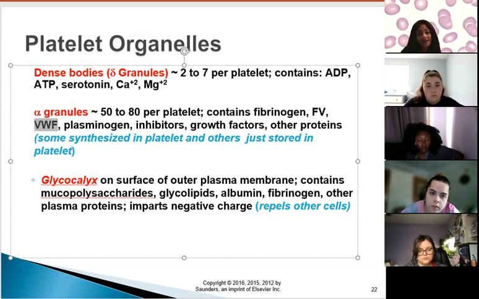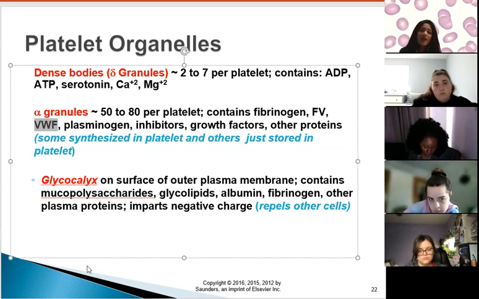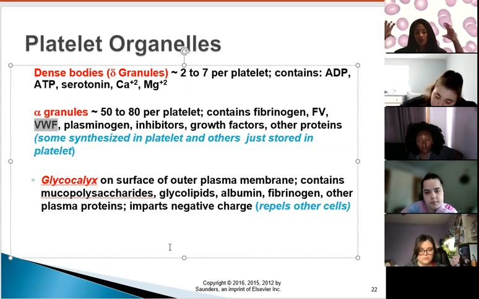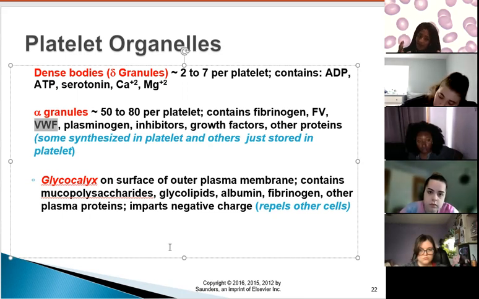They have the glycocalyx that's on the surface of the outer plasma membrane. On the surface, on the top, it contains mucopolysaccharides, glycolipids, albumin, fibrinogen, and other plasma proteins, and they give the platelets a negative charge, okay? So this whole glycocalyx situation with the platelet membrane is very important because if the platelets don't have a negative charge, they will flow through our blood, but then they'll bump into each other and they'll stick together. Okay. Now, because they have this negative charge, they tend to repel each other.